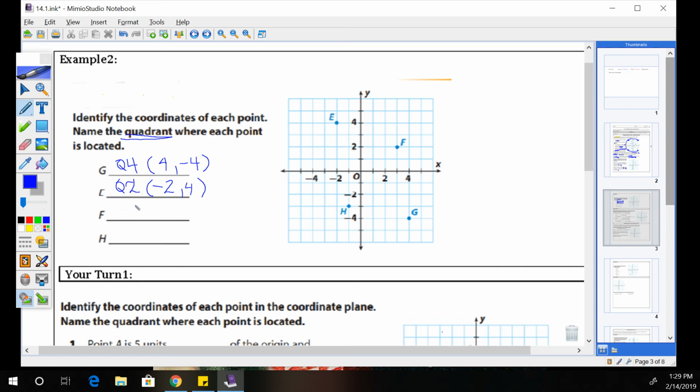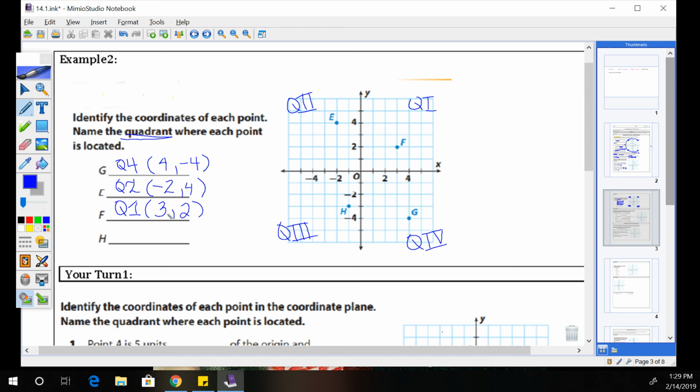Okay? Letter F, let me have Andre, go for it. Which quadrant? Letter F. Quadrant 1. Remember, that's the first one. The first box is quadrant 1, remember? Quadrant 1, quadrant 2, quadrant 3, and quadrant 4. 1, 2, 3, 4. So if it falls in here, it's quadrant 1. And the ordered pair, 3 units to the right, +3, and 2 units up.